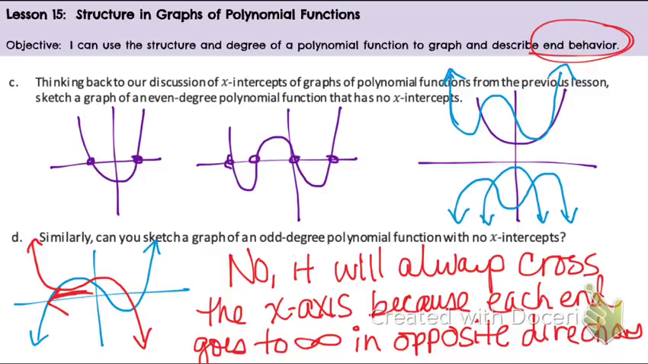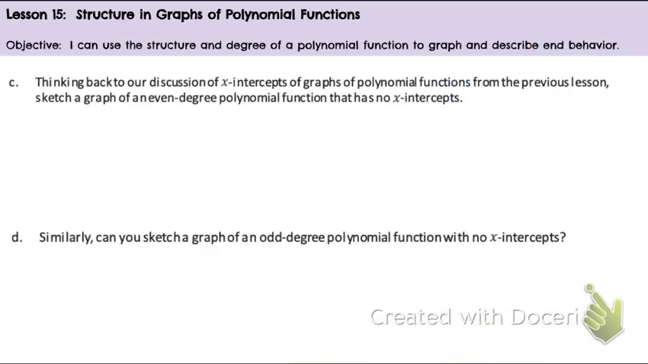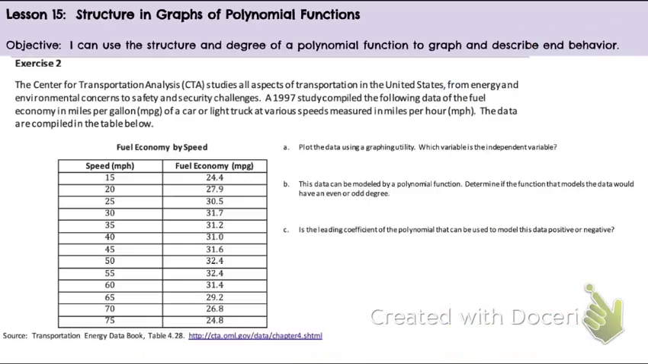Okay, so let's look at exercise 2. It says, the Center for Transportation Analysis studies all aspects of transportation in the U.S., from energy and environmental concerns to safety and security challenges. A 1997 study compiled the following data of the fuel economy in miles per gallon of a car or light truck at various speeds measured in miles per hour. The data are compiled in the table below.